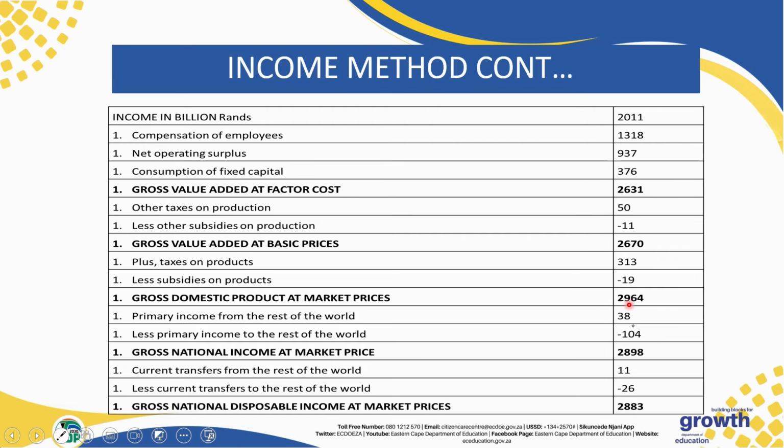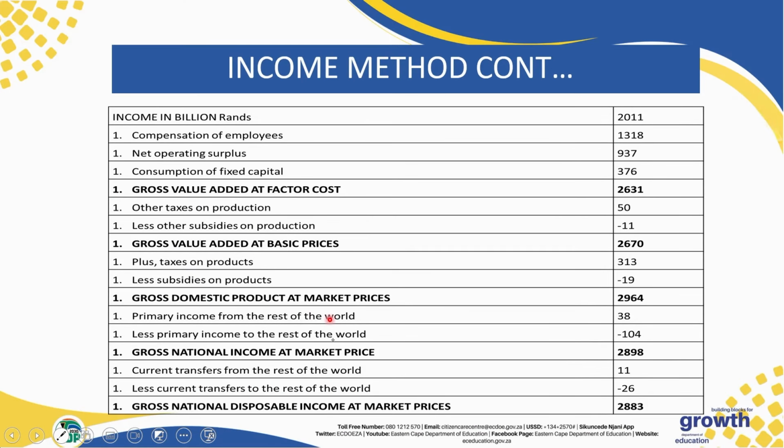So this is the actual income method. It's supposed to end there because it's the market price. This is the actual income. However, we discover that there are South Africans that are not only residing within the borders of the country, but also residing in all other countries across the world. So we need to take their income into consideration.